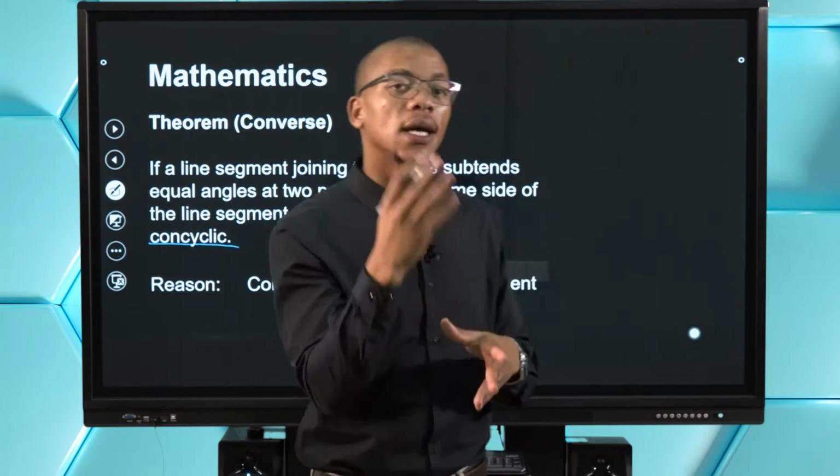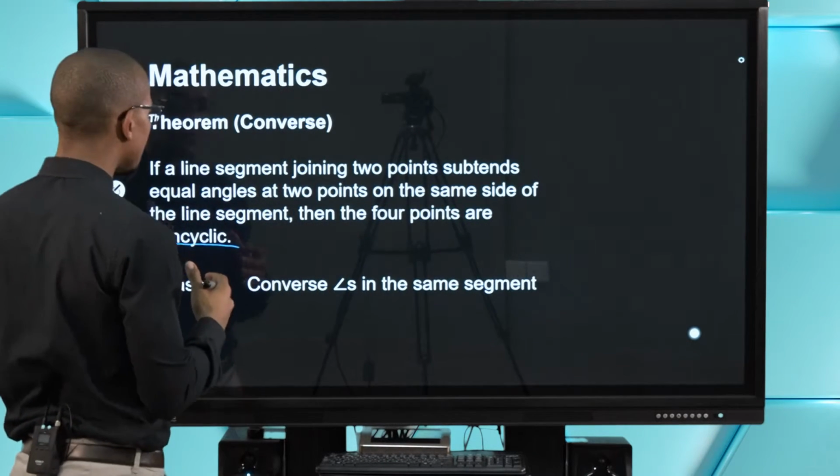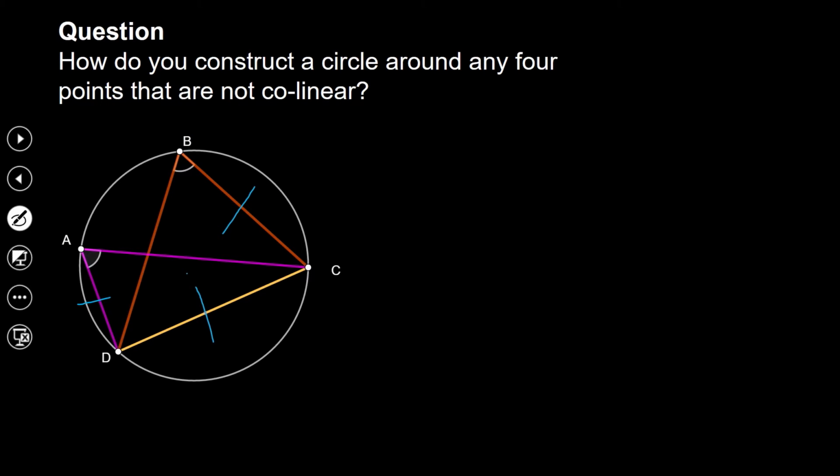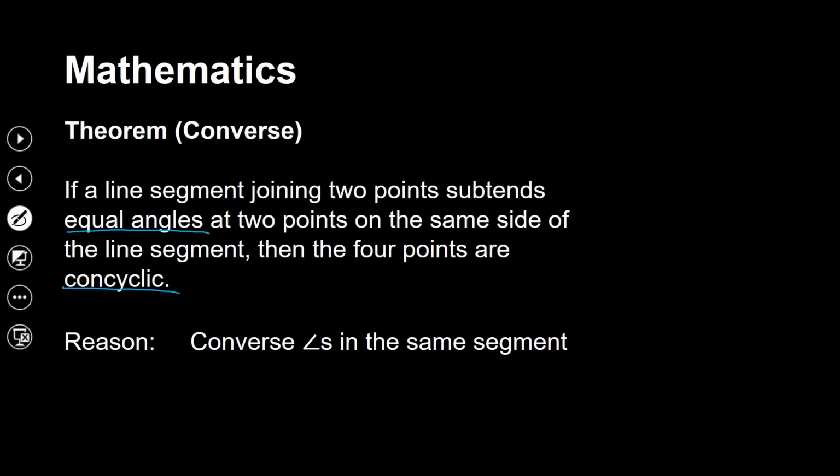So with this particular converse that I have here, if the line segment joining those 2 points subtends equal angles at 2 points on the same side of the line segment, then those 4 points are concyclic, which is this particular case that I have here, as I showed you when you're trying to construct a circle around these 4 points. And then our reason is converse angles in the same segment.